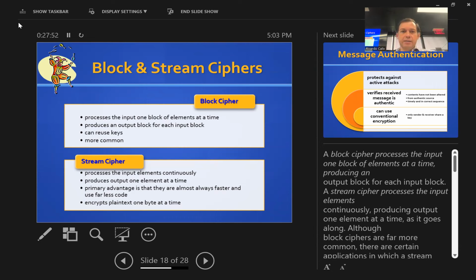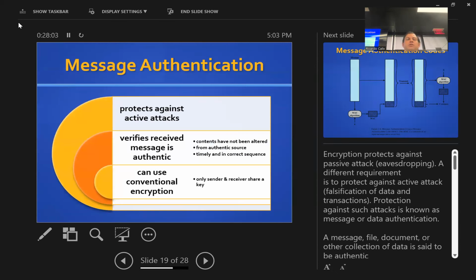Yeah, so that's kind of the 4 modes of operation that you had. They're still considered symmetric. All right, so that's kind of symmetric encryption. It was just a review. Now we're going to look at message authentication, also a review. This is the integrity part.